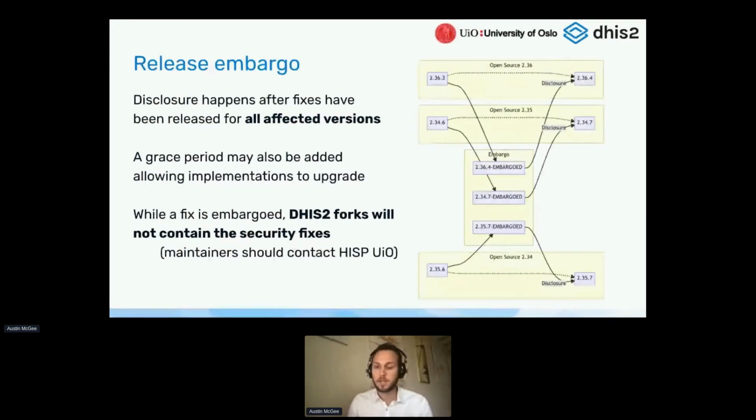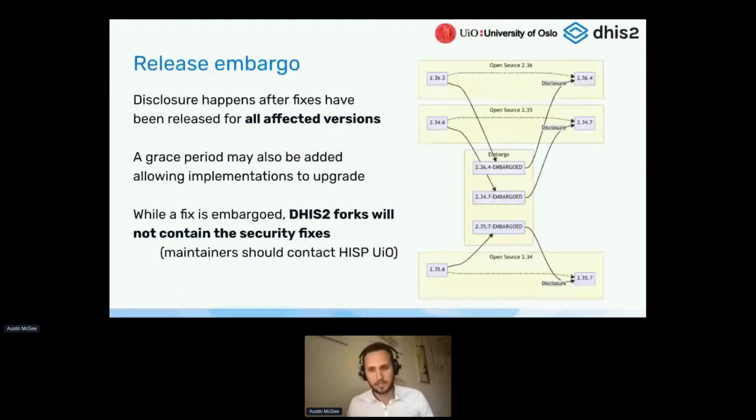But it might be multiple months before a fix has been created, released, and then published to all of the affected versions. It might be multiple months before that happens. And so this is one of the critical reasons why the embargo mechanism is important, because even if 236.4 is released, it might be 1 or 2 months before 234 and 235 have patches that are also addressing that vulnerability.